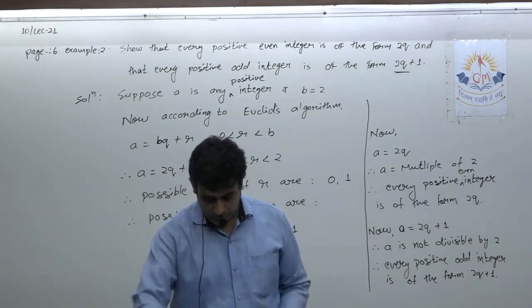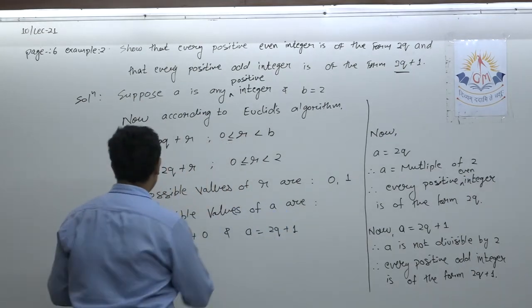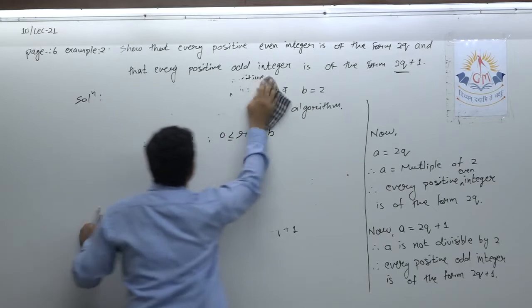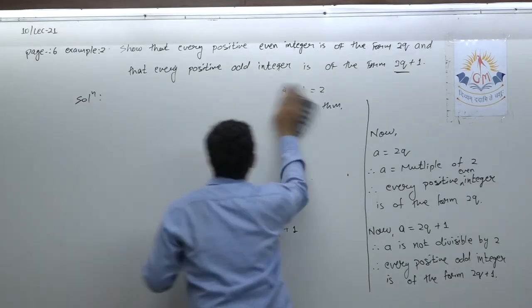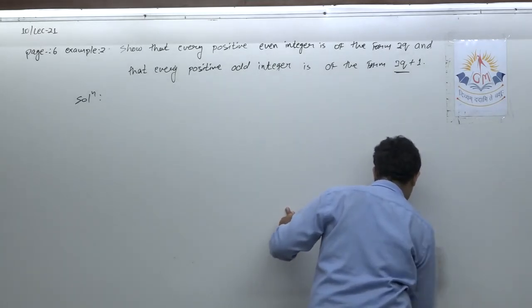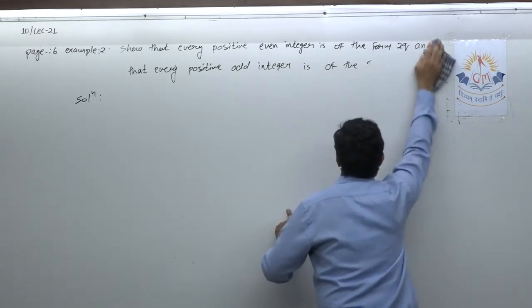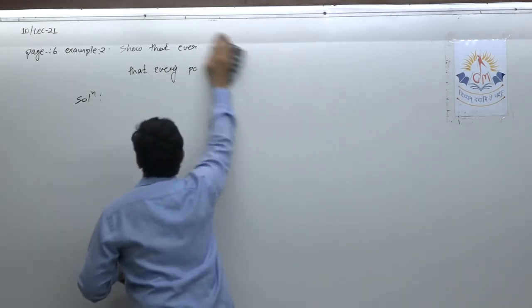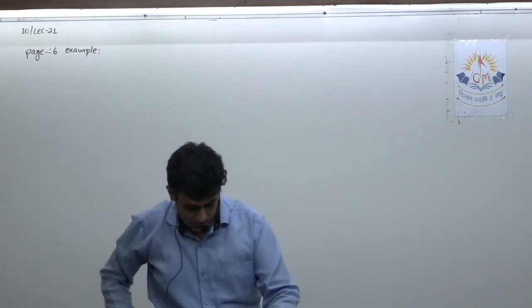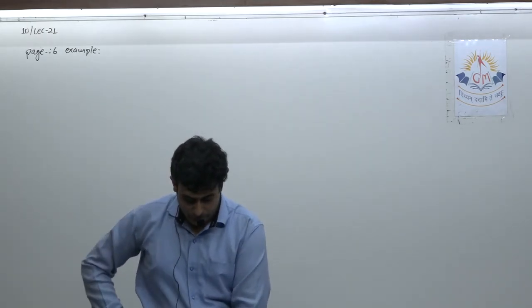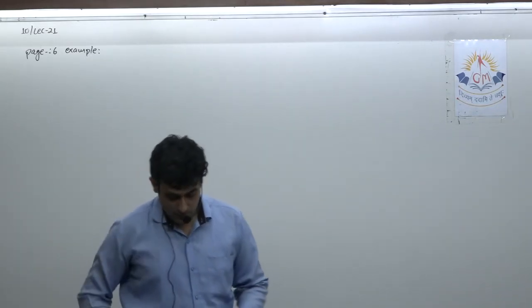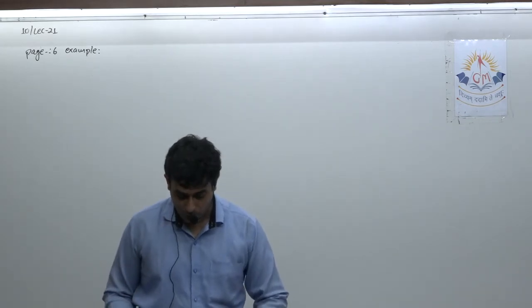Next question, let us see the next question, example number 3. Okay, example 3 says that show that any positive odd integer is of the form 4q plus 1 or 4q plus 3.